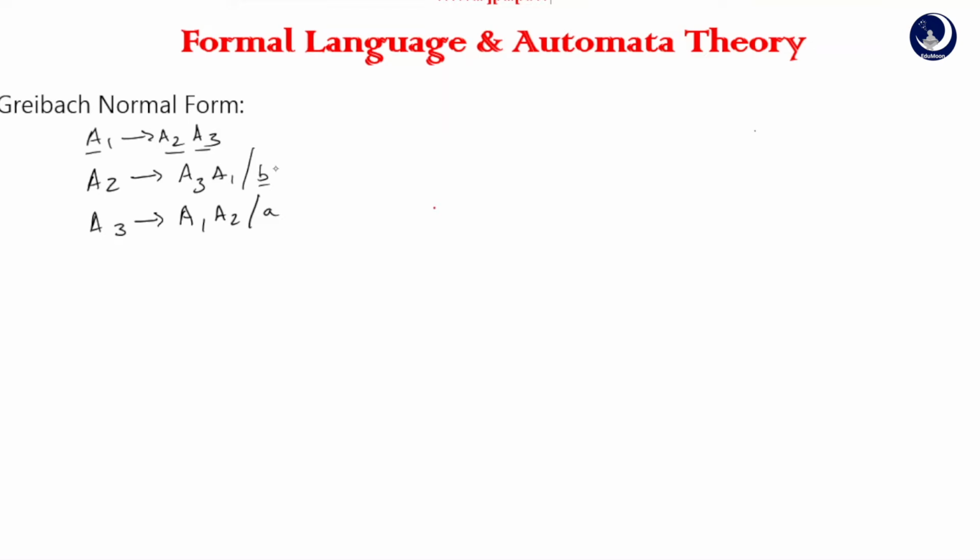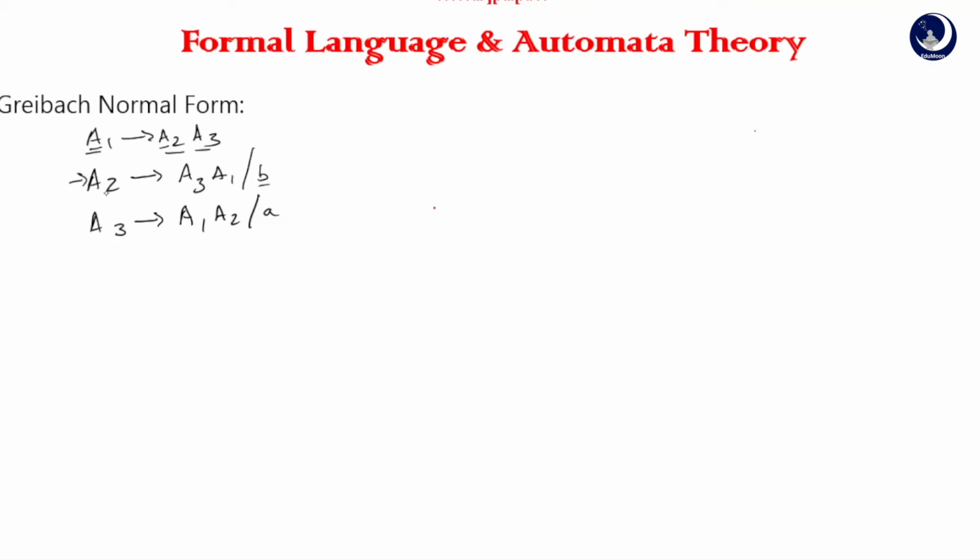So this is in CNF actually, and we are going to convert it into GNF form. For example, if you want to convert A1 into GNF, it should start with a terminal, which is A2 here. If the productions of A2 are in GNF, you can substitute them here, so it will be in GNF.